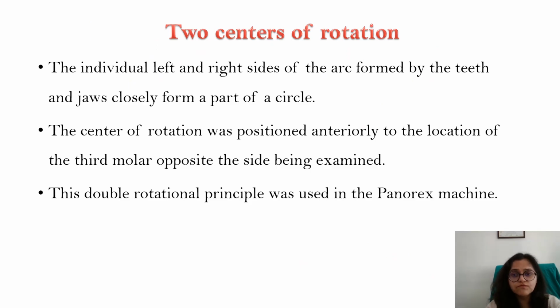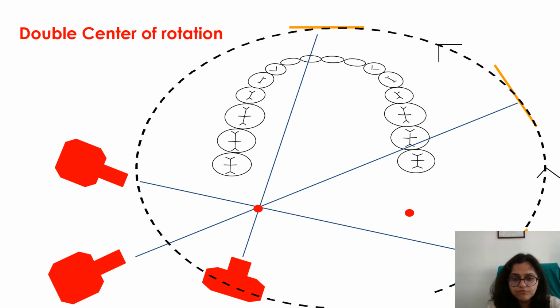Next is two center of rotation. The individual left and right side of the arc formed by the teeth and jaw closely form a part of a circle. The center of rotation was positioned anteriorly to the location of the third molar opposite the side being examined, and this double rotation principle was used in the Panorex machine. In this figure, you can well appreciate the double center of rotation.